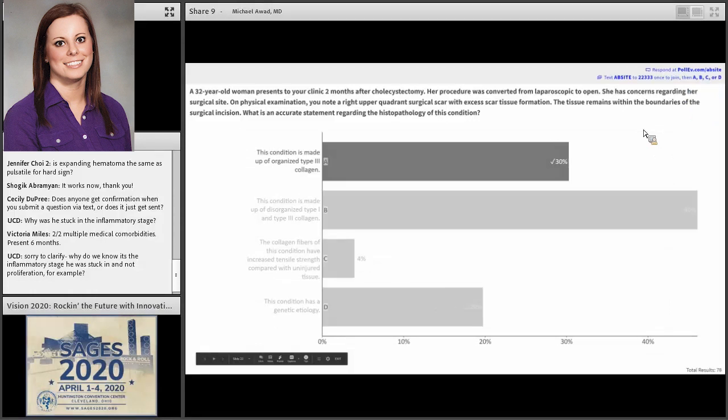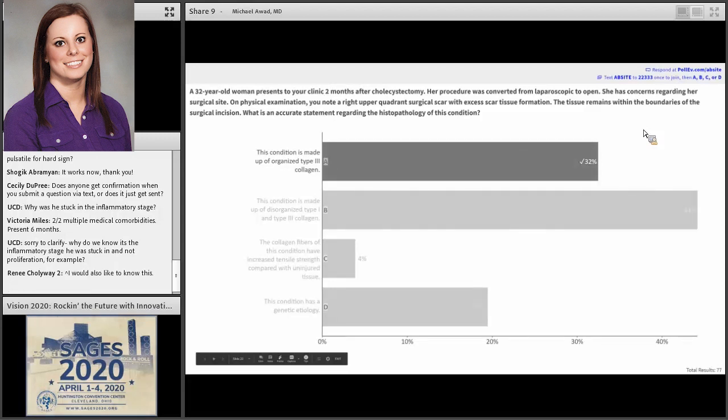Okay, so the answer is actually A. So the first part of figuring out this question is to recognize what type of scar you're dealing with. So this is actually a hypertrophic scar because it stays within the borders of the actual scar itself, compared to a keloid scar that kind of goes over the boundaries of the scar.